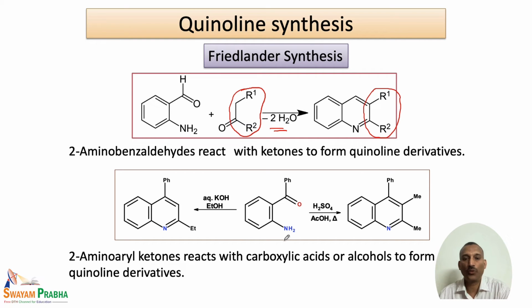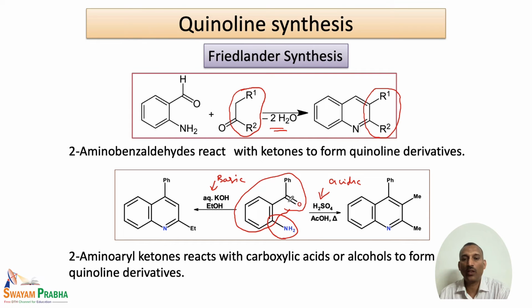2-amino aryl ketones. So the amino group is present in the 2 position, and this is the aryl ketone. So 2-amino aryl ketones can be converted to quinolines. There is one method which is carried out under acidic conditions. That means sulfuric acid, acetic acid and heating lead to the substituted quinoline derivative. Another one is under basic conditions. So we can use two different conditions, either acidic or basic, to form the corresponding quinoline derivatives.